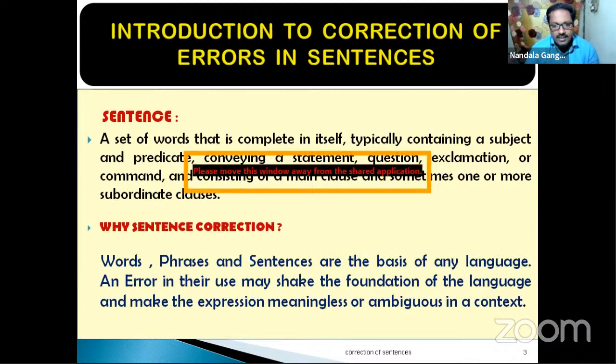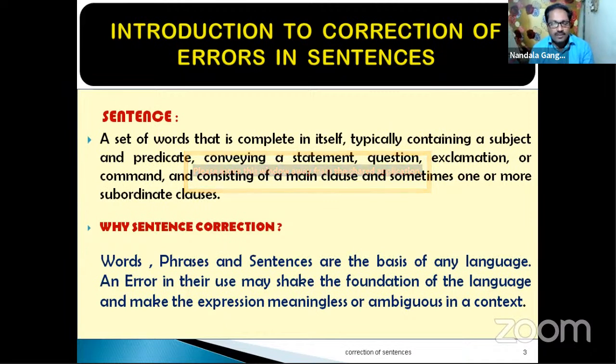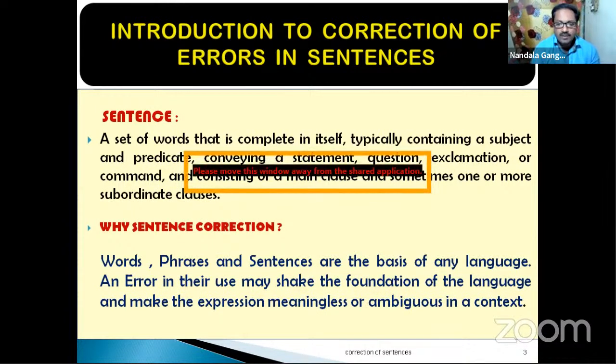If you find any error in the use of these sentences and phrases, it may shake the foundation of language. It will damage the language, and you will not convey the proper meaning to the readers and listeners. It makes the expression meaningless. It conveys meaningless ideas to the listeners and readers, and is also ambiguous in context. It will be unclear. So we have to prepare the sentence in a proper manner.